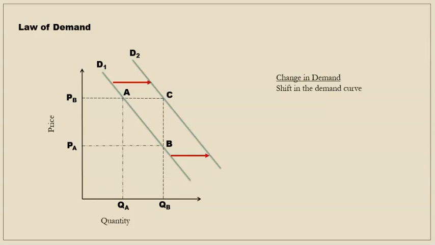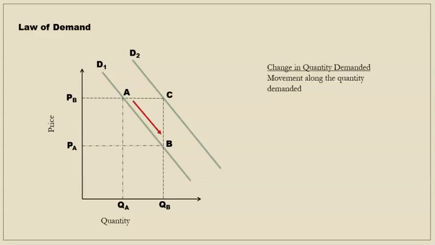And this is called a shift in the demand curve. So the whole demand curve is shifting. So let's take a look at another way of looking at the law of demand. And as you see, this red line is facing downward. It's going from point A to point B. And in this scenario, this is just a movement along the quantity demanded.